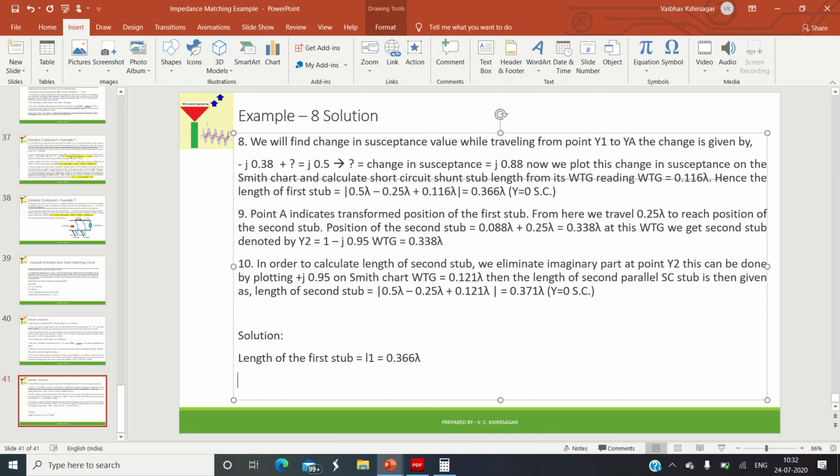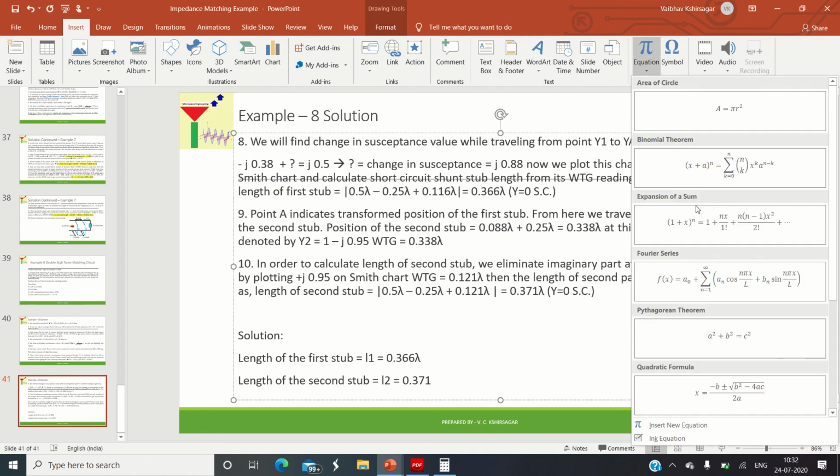And the length of the second stub on a similar line, that I will denote by L2. Okay, so what is that value? We have got 0.371 lambda. Okay, the length of the second stub I have got is 0.371 lambda. Insert the symbol again.